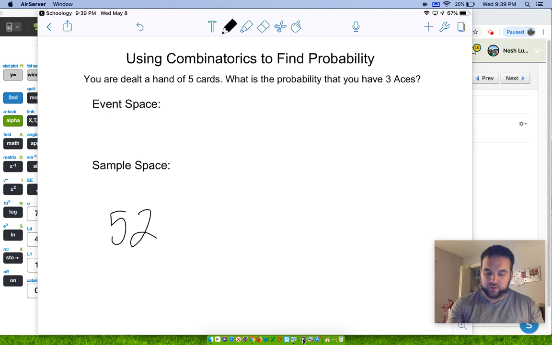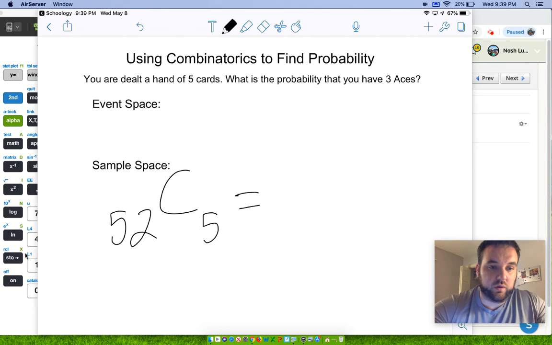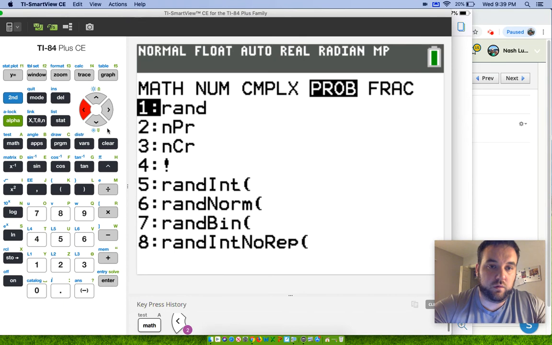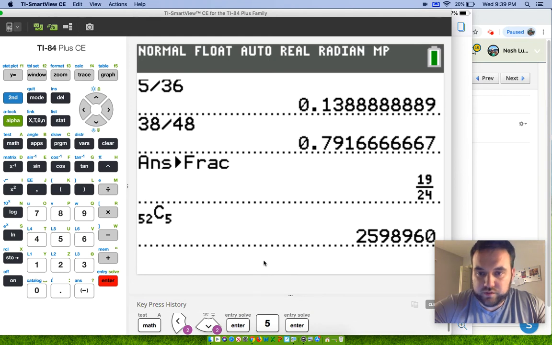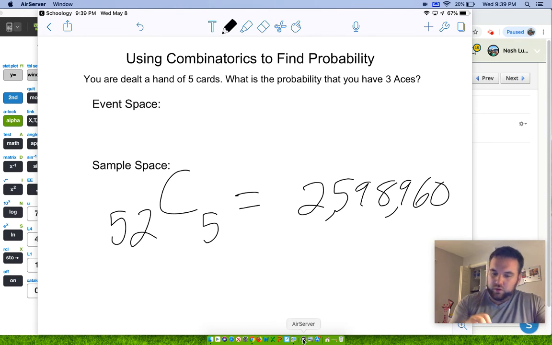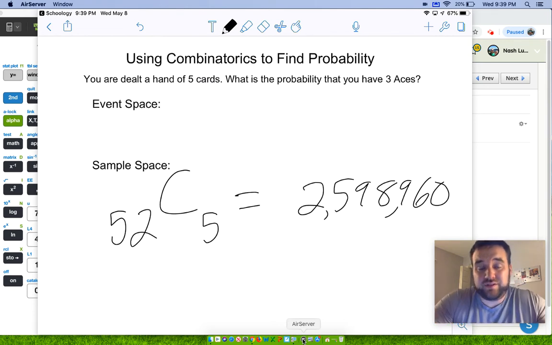So of 52 cards, I have a combination, and I'm going to hand you 5 of them. 52C5. That number is 2,598,960. A lot of card games use 5 cards. There are almost 2.6 million different hands that I could give you, and again, that's saying order doesn't matter. So that's a pretty significant portion.